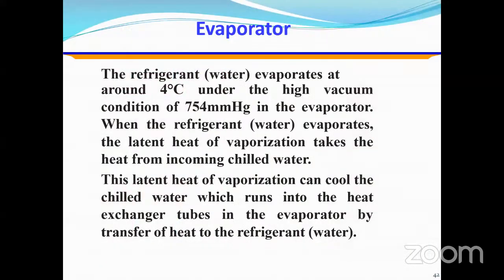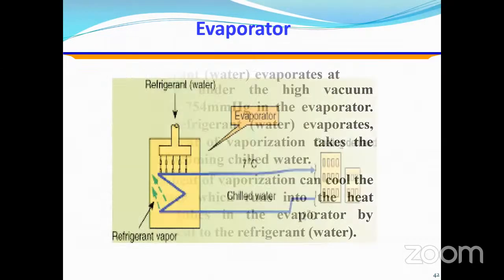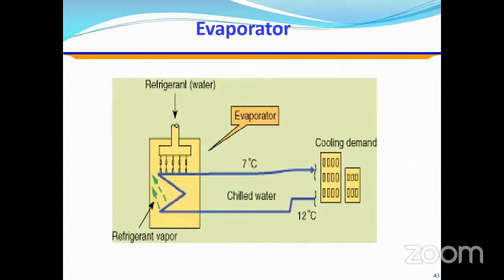So evaporator, the refrigerant. You will see the circuit, the evaporator circuit. You could see the evaporator coil, then refrigerant vapor, chilled water, then cooling. It is demand. The chilled water is circulated to the AHU unit or cooling coil. It depends upon the application.